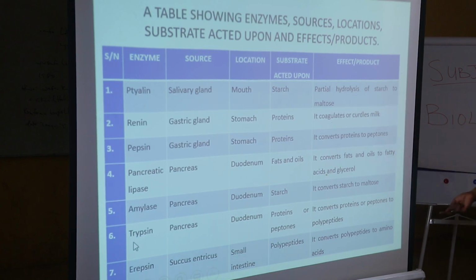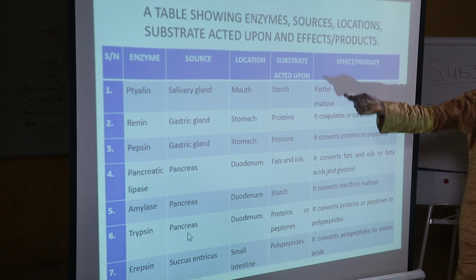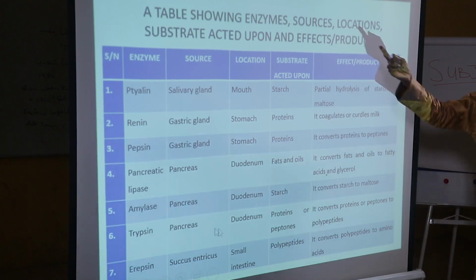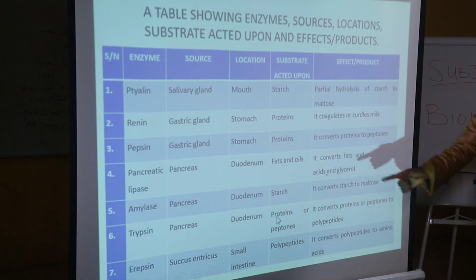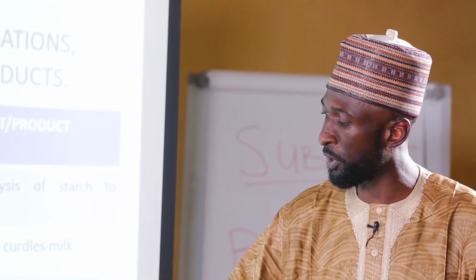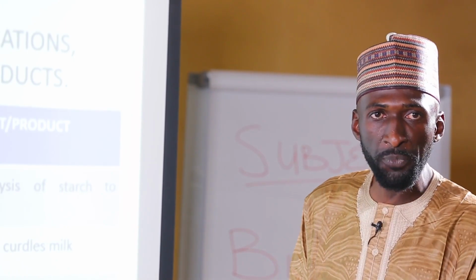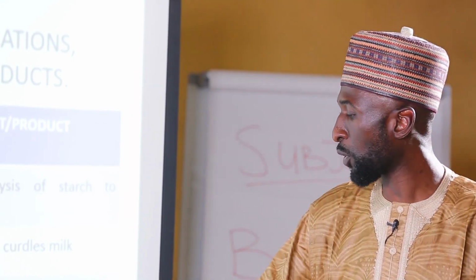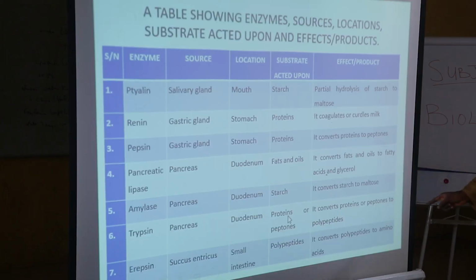We have trypsin, which is also an enzyme. The source is the pancreas. It is located in the duodenum. It acts on proteins or peptones. When we say proteins or peptones, these peptones are a simpler form of proteins. So it converts proteins or peptones to polypeptide. That is another form by which the proteins do exist.